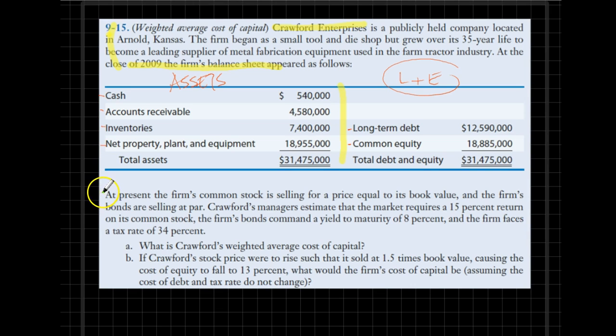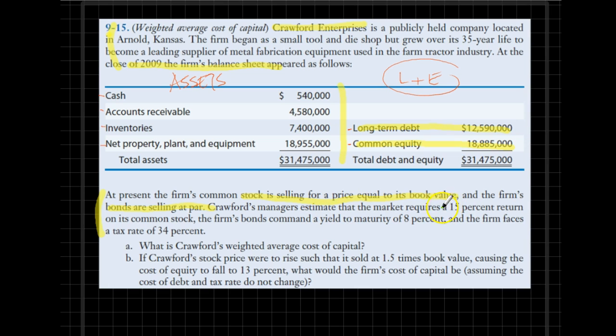The books are followed by some other information, including the fact that the stock is currently selling at book value and the bonds are selling at par. So this one is very important information. What this tells us is that we can go ahead and make the calculations based on the figures provided in the accounting book. So basically the accounting book reflects a true valuation, the market value of our company.